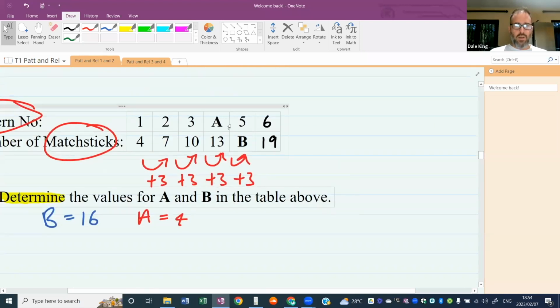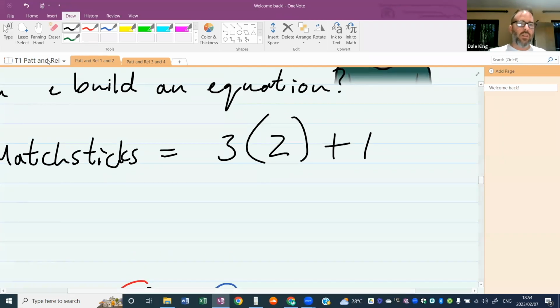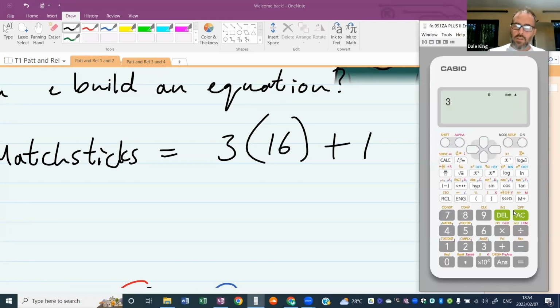Let's try pattern number 5. Now for B, we should get 16. So for pattern number 5, we should get 16. Let's test this thing out. So let's put a 16 in there. Well, I'm using a calculator. I'm feeling lazy. So 3 times 16. The calculator will do the work. Plus 1.